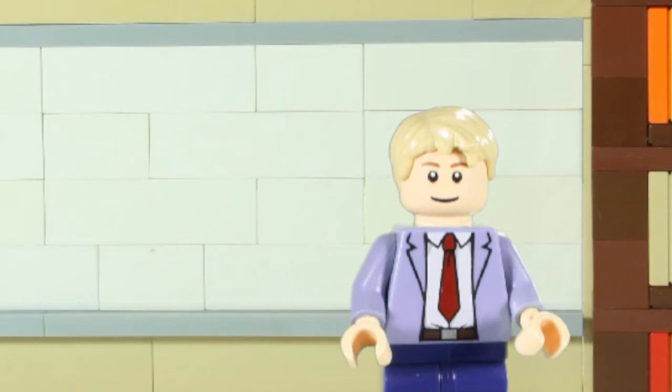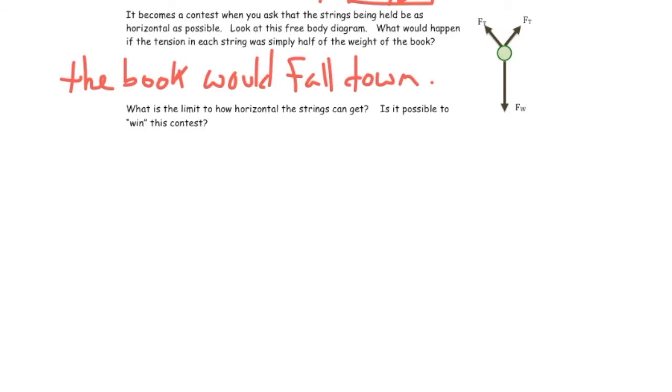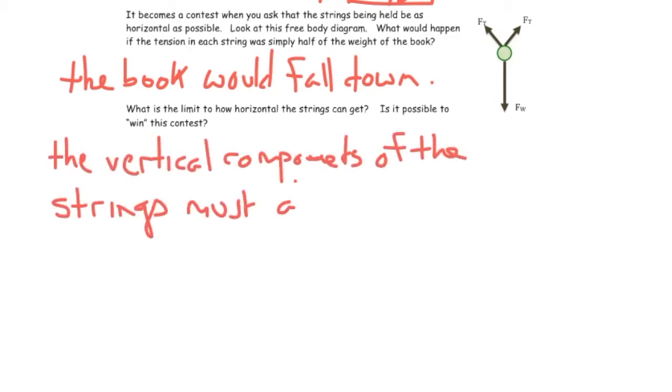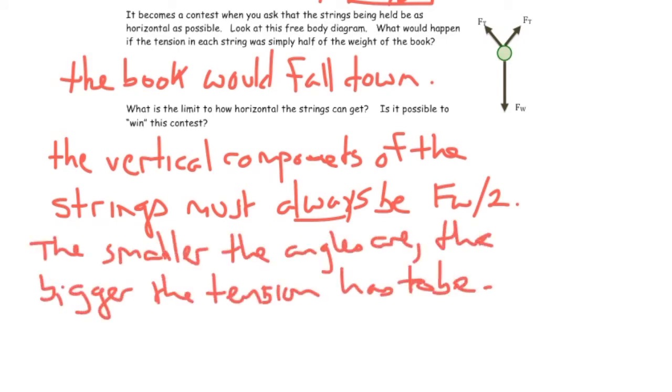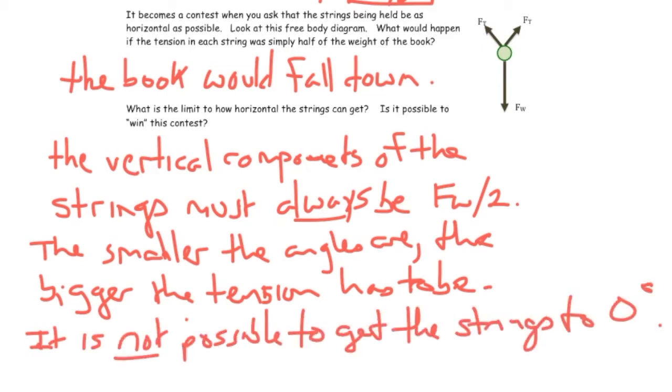But he would be able to pull so hard that the strings would actually snap before they got to 0 degrees. What is the limit to how horizontal the strings can get? Is it possible to win this contest? The vertical components of each string must always hold up half the book. As the angle gets lower and lower, the tension along the diagonal must get very high. It is not possible to get the strings to be horizontal.